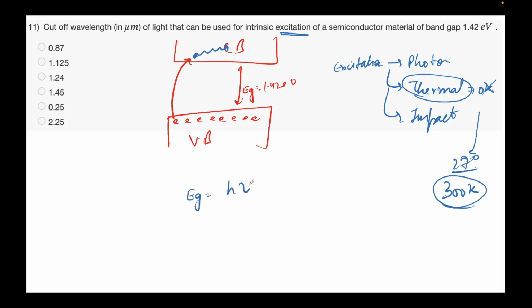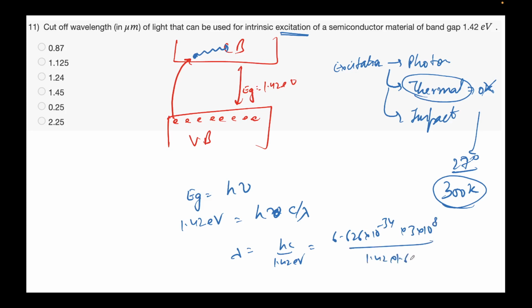Eg is h nu. So 1.42 eV equals h times nu. What we require is the wavelength. There is actually a direct formula for this, but I'll calculate first. Nu we can write as c by lambda. We have seen this earlier, right? So lambda will come out to be hc by 1.42 eV. You can put the value 6.626 times 10 to the power minus 34, 3 times 10 to the power 8, all SI units, over 1.42 into 1.6 into 10 to the power minus 19, because I have to convert eV to joules, hence I am putting the electronic charge there.